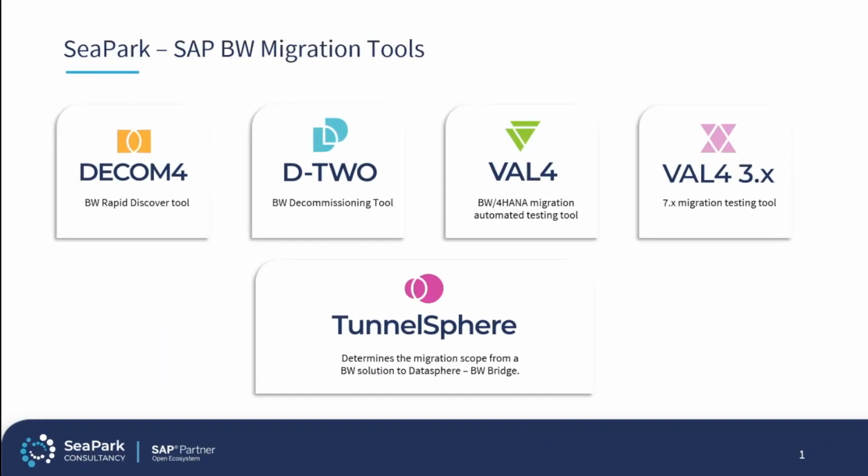SeaParks has developed 5 SAP BW migration tools. DECOM4, which is a BW rapid discovery tool, D2, which is a BW decommissioning tool, Val4, which is a testing tool for BW for HANA migrations, Val4 3.x, which is a testing tool for 3.x to 7.x migrations, and finally TunnelSphere, which determines the BW migration scope for a BW solution to DataSphere BW Bridge. Today we're going to discuss in detail 2 of the tools, DECOM4 and D2.